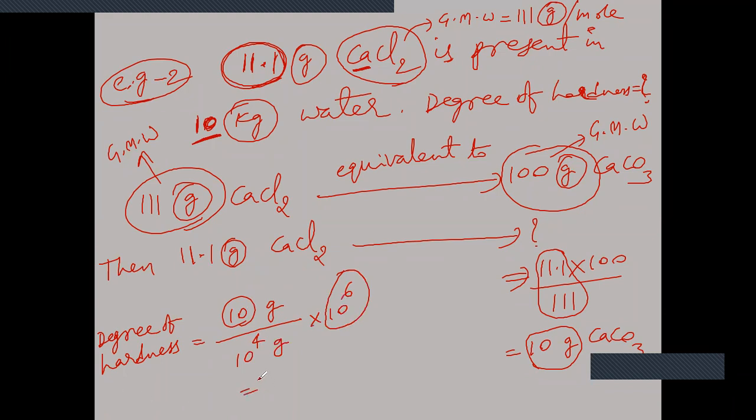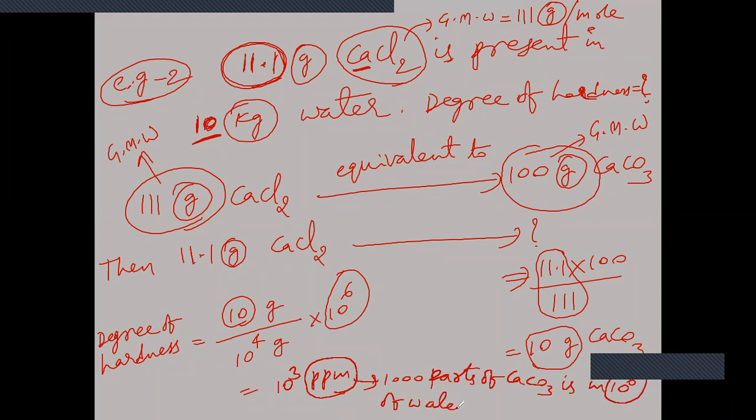Now how much are we getting? Again, 10 power 3 ppm, parts per million. So here 10 power 3 ppm, what does it mean? 1000 parts of CaCO3 is in 10 power 6 parts, meaning 1 million parts. 1 million parts of what? In 1 million parts of water, how many parts of CaCO3 are present? 1000 parts present. This is called ppm.